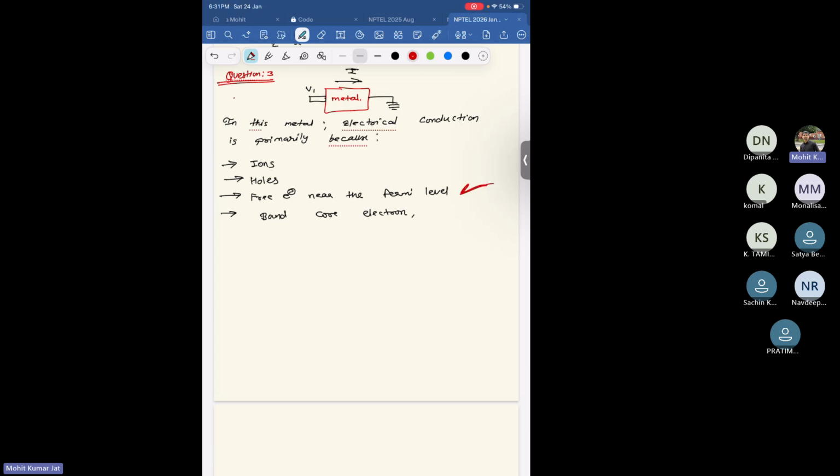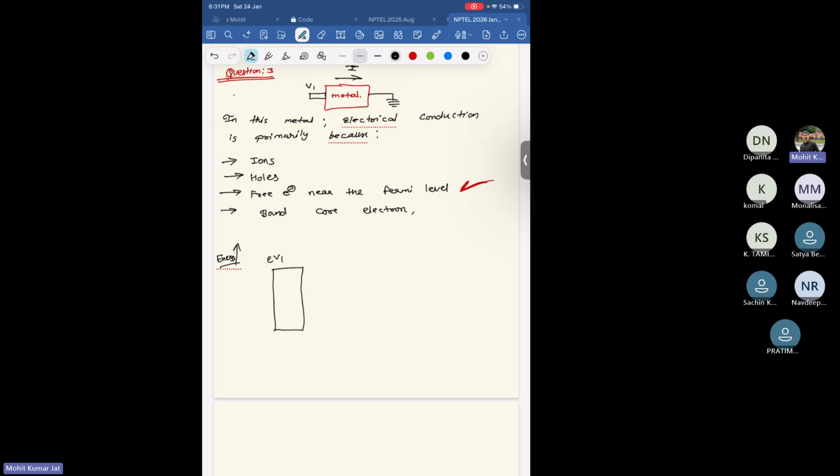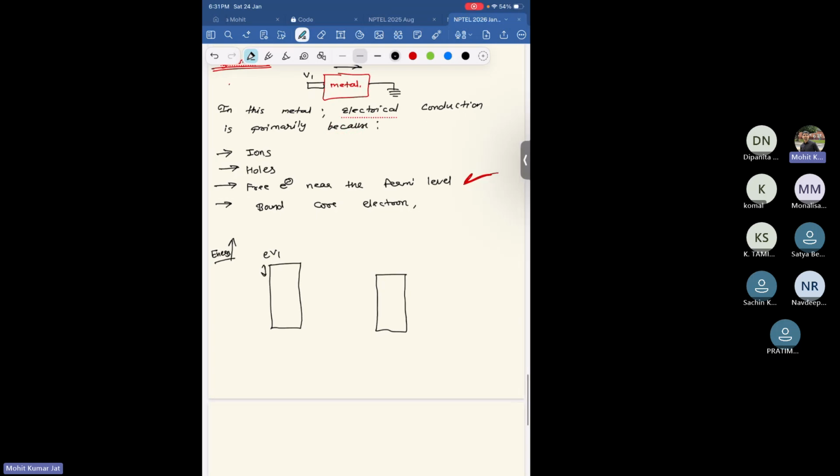And how does it come? It comes like this: let's say at this point you are applying a bias, right? This is the energy scale which I'm drawing. Energy, and this is your chemical potential of V1. So the chemical potential will be eV1 on this side, and on this end you have grounded your sample. So this difference is eV1. This is your ground, which is, let me call this reference 0, right? And in between you have your metal.